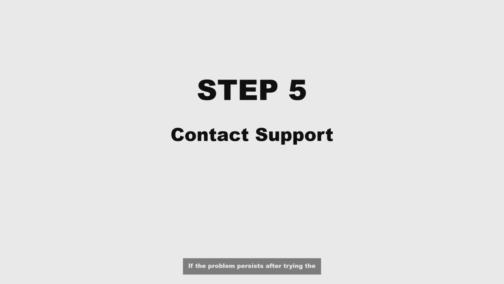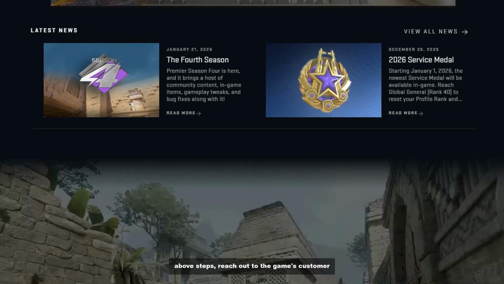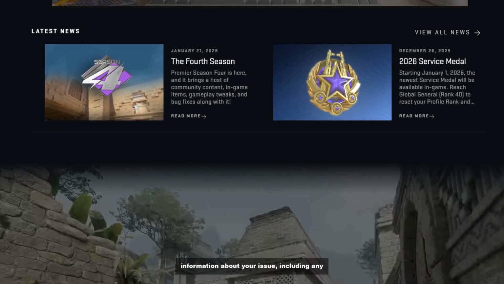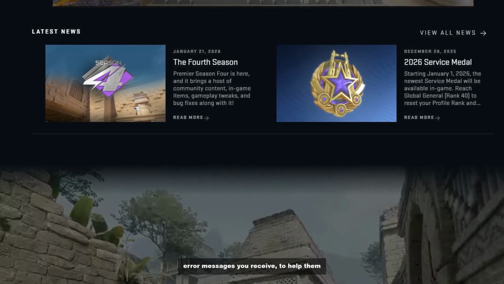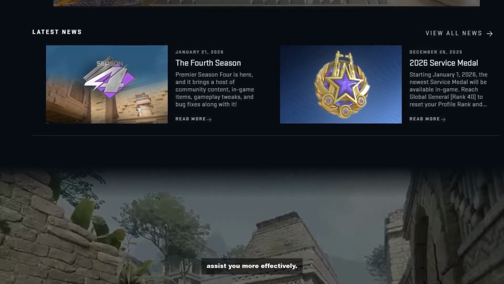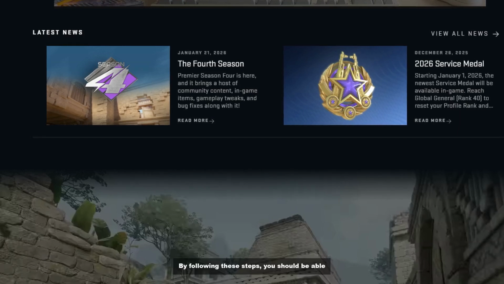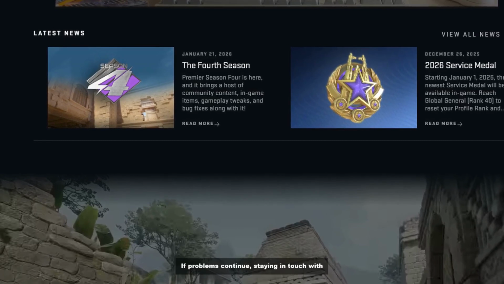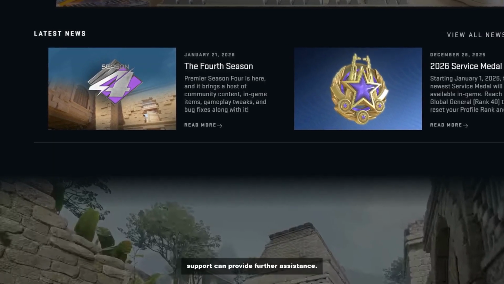Step 5. Contact support. If the problem persists after trying the above steps, reach out to the game's customer support. Provide them with detailed information about your issue, including any error messages you receive, to help them assist you more effectively. By following these steps, you should be able to resolve your account sync issues in CS2. If problems continue, staying in touch with support can provide further assistance.